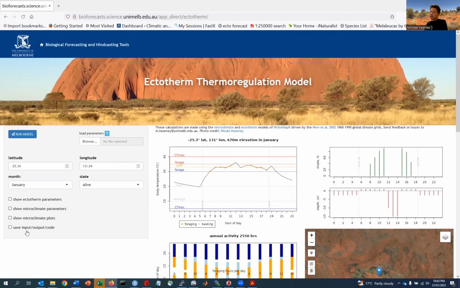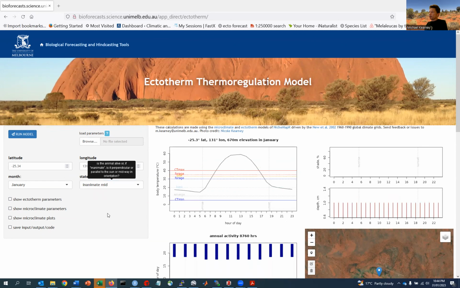And you can see on the left-hand side, as before, we have the controls, and on the right-hand side, a series of plots, but we have some quite different looking plots. Now, I'm just going to run a simulation of a dead, inanimate animal, just to start off with, okay?